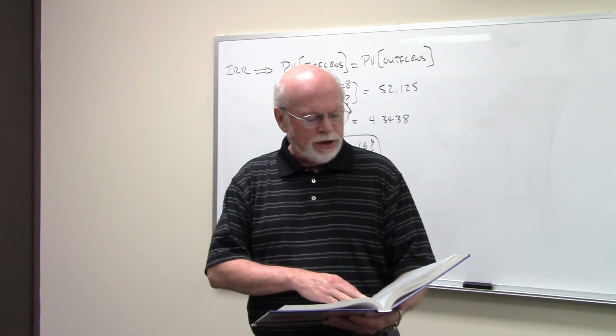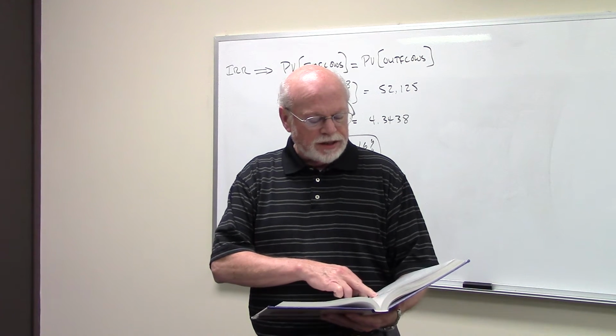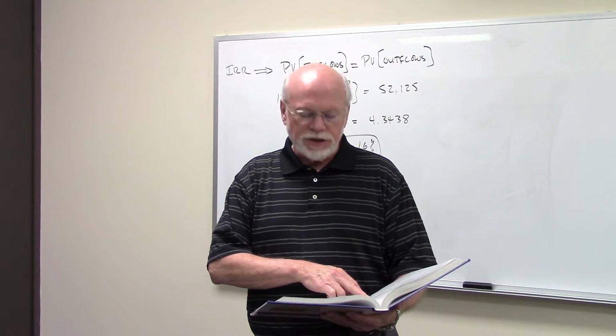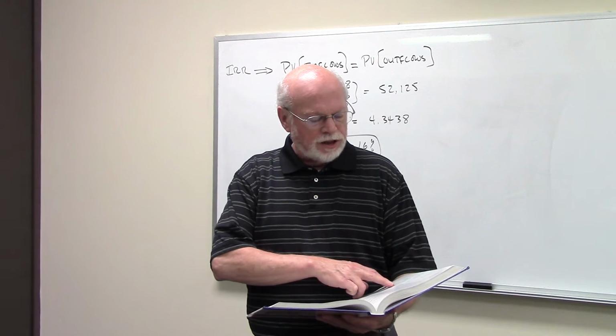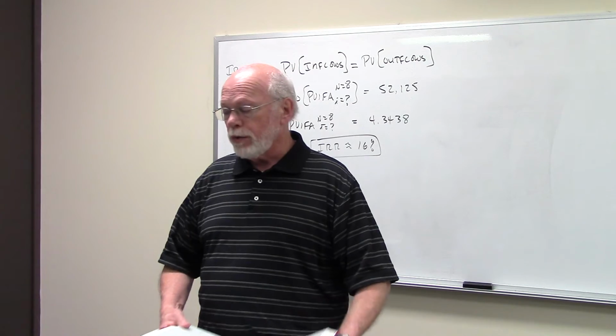It says project K costs $52,125. Its expected cash inflows are $12,000 a year for 8 years, and its weighted average cost of capital is 12%. What is the project's internal rate of return?